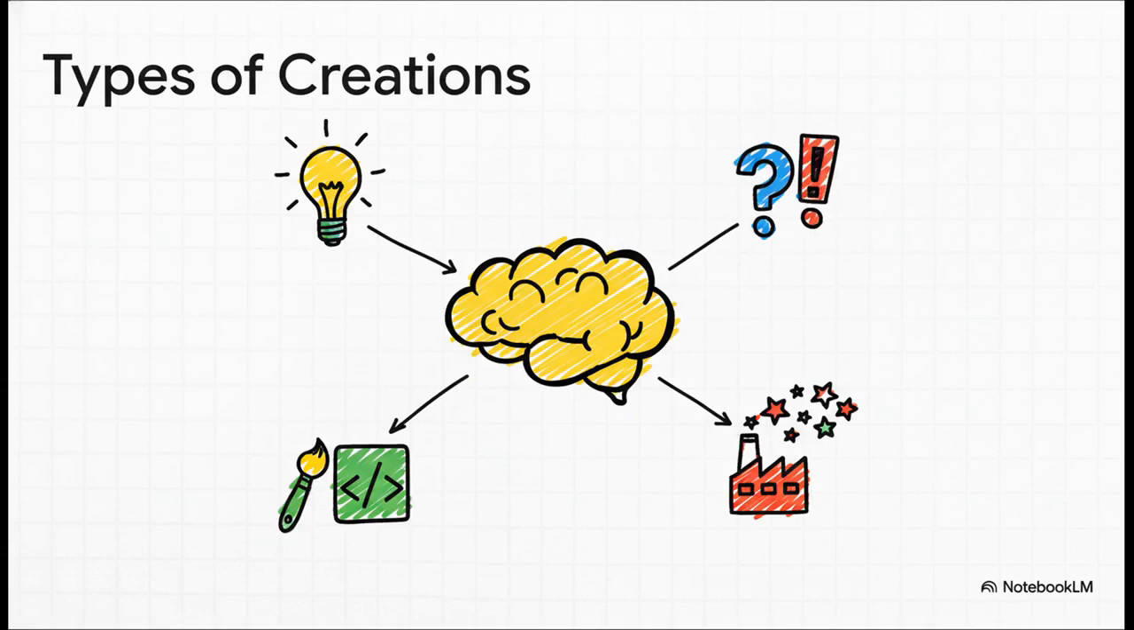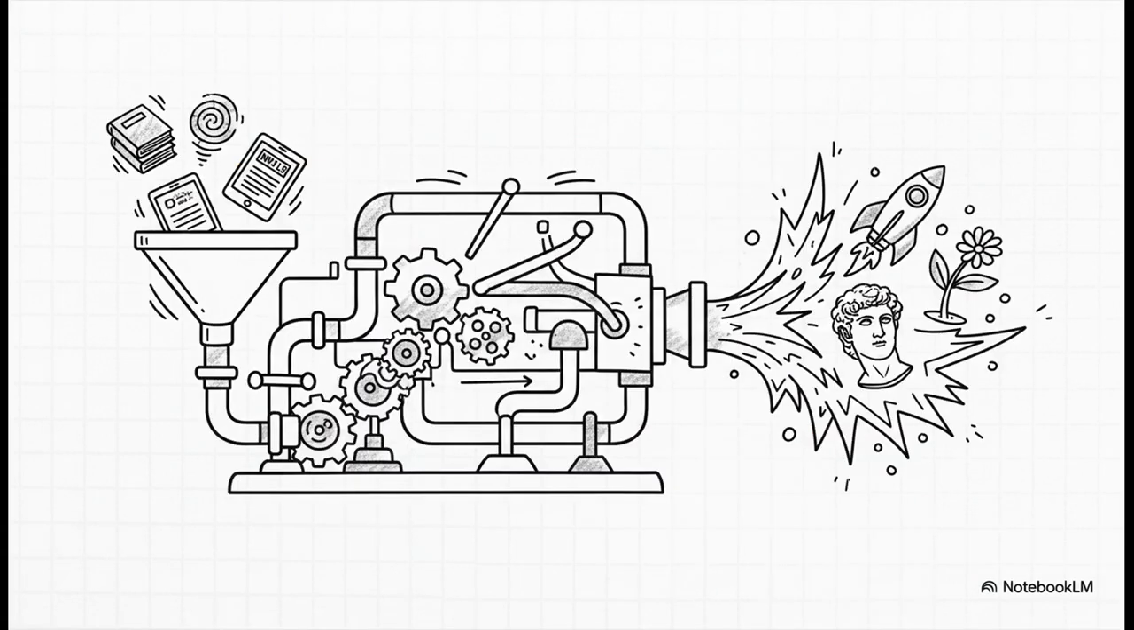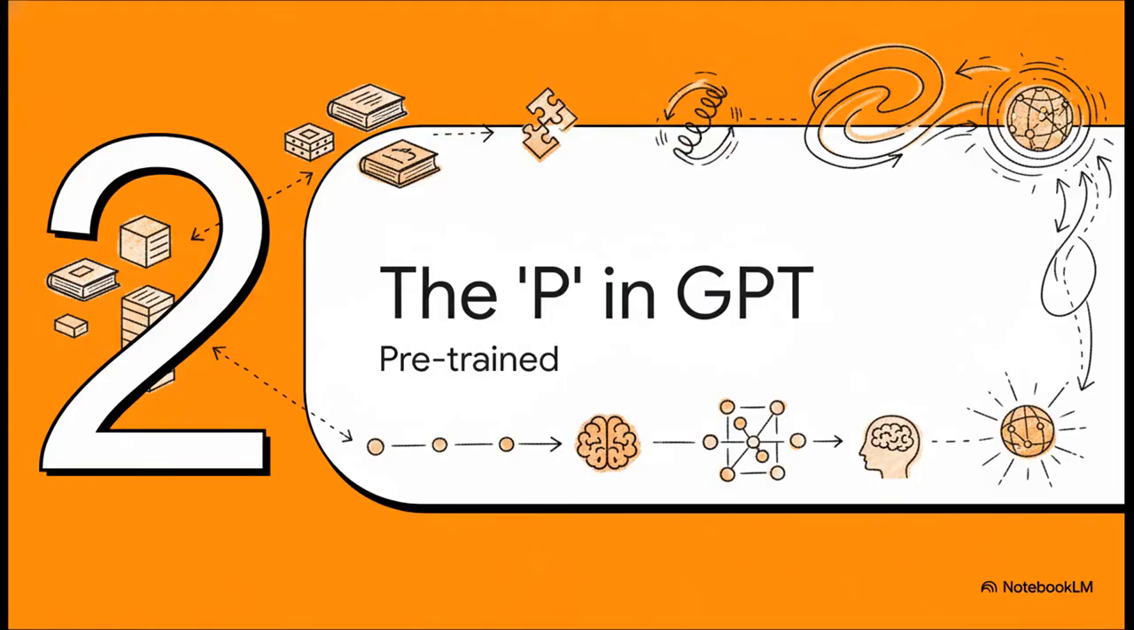So what kind of new stuff are we talking about here? Well, it could be anything. Brainstorming new business ideas, cooking up unique answers to your questions, or even generating original art and, get this, actual lines of computer code. The possibilities are pretty much endless. And boom, that's the G for you. It's the creative engine. It's the spark that takes this giant library of knowledge and makes something that has literally never existed before.